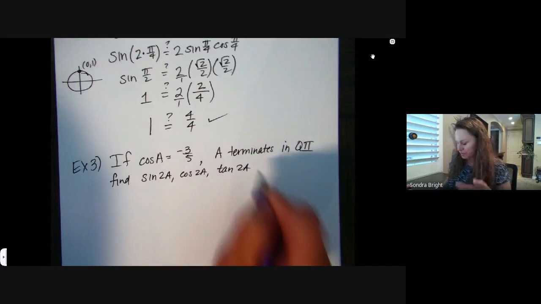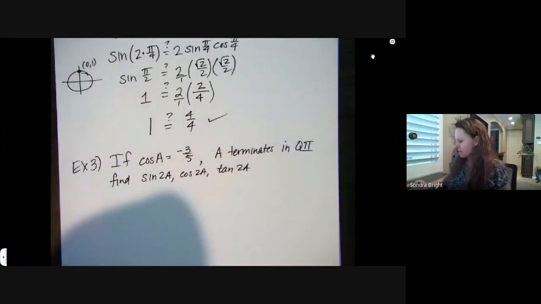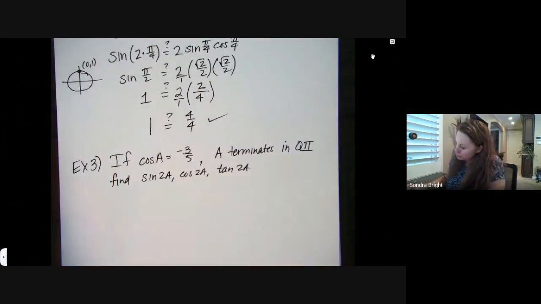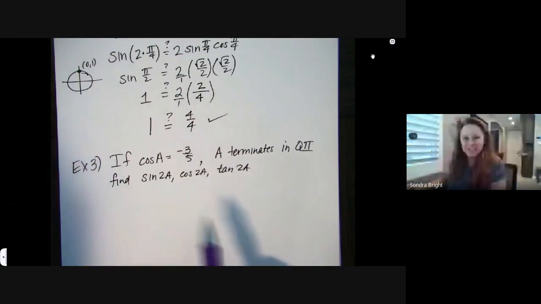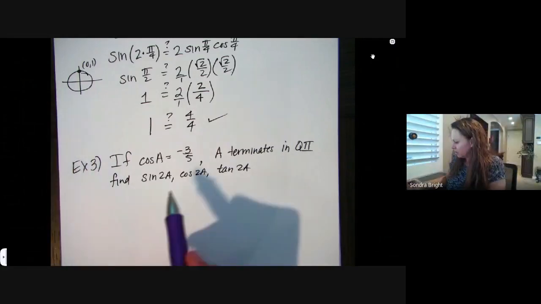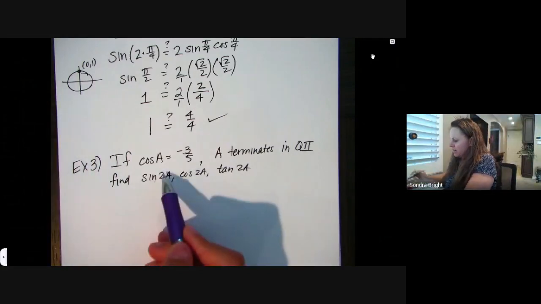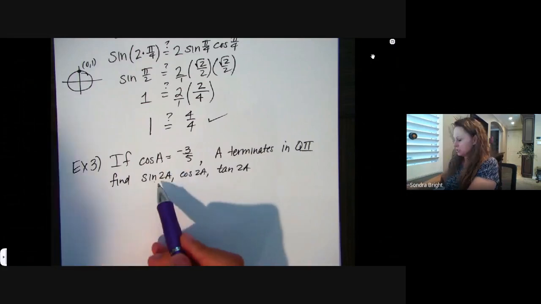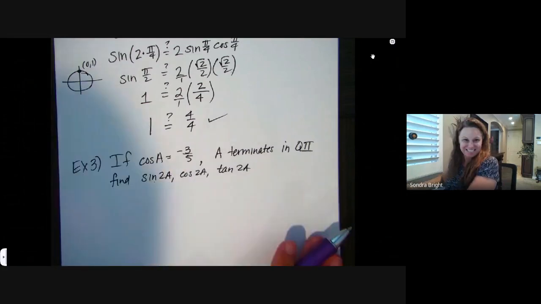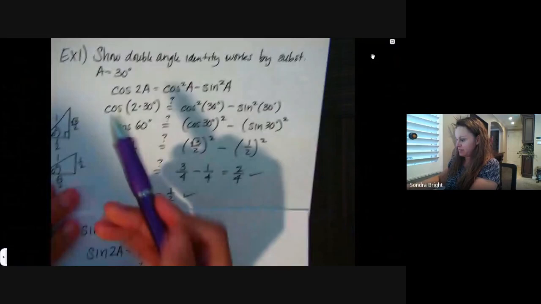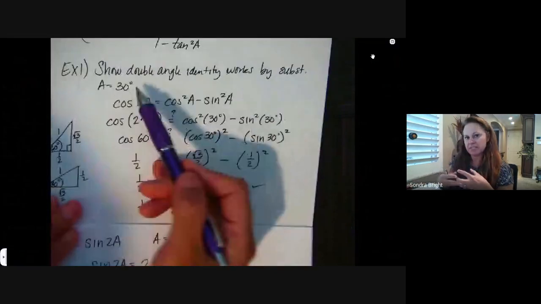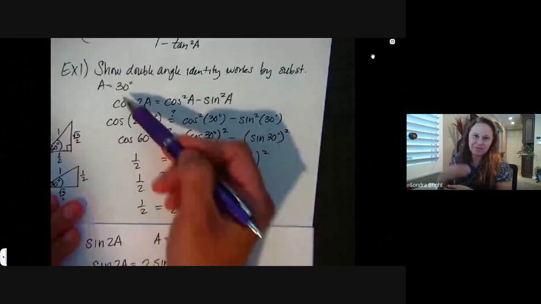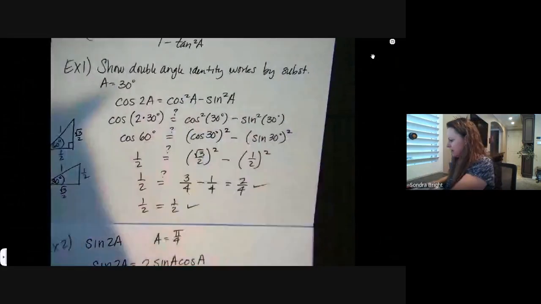These are 2a's, so it's a double angle. Notice that when a was 30 up here, 2a was 60 degrees. So they're making a comparison between an angle and an angle that's double the size.